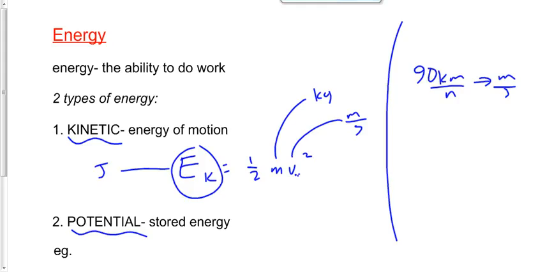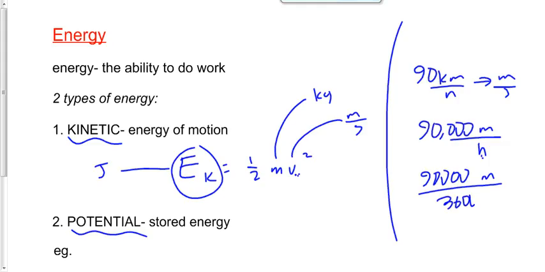Don't make it harder than it has to be. If you want to convert kilometers per hour to meters per second, convert kilometers to meters and convert hours to seconds. Do it one at a time. 90 kilometers is 90,000 meters per hour. 90,000 meters per, well, 1 hour is 3,600 seconds. So it's 90,000 meters divided by 3,600 seconds. I think it ends up being 25 meters per second. And multiply by 1,000, divided by 3,600.